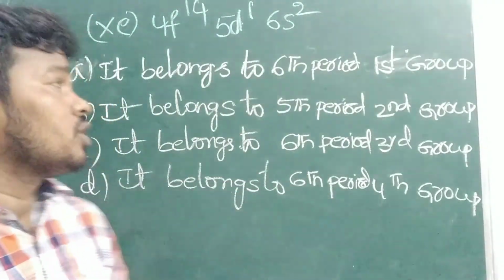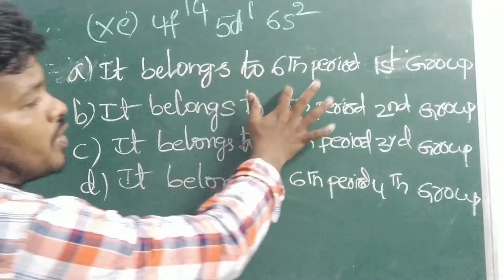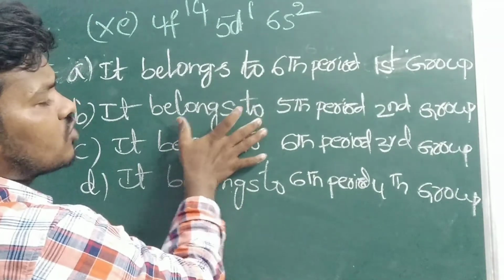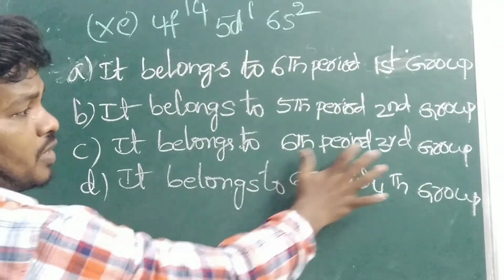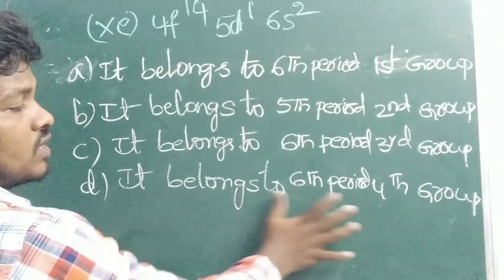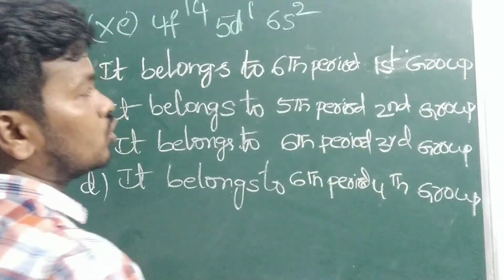The first statement: it belongs to the sixth period and first group. It belongs to the fifth period and second group. It belongs to the sixth period and third group. It belongs to the sixth period, fourth group.